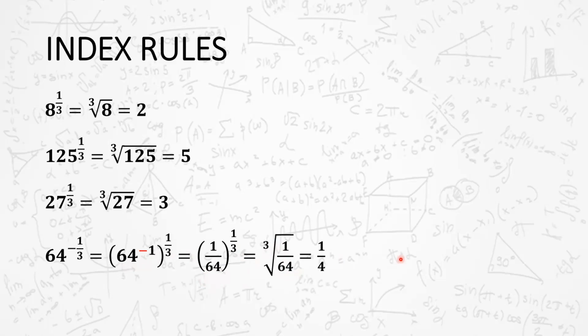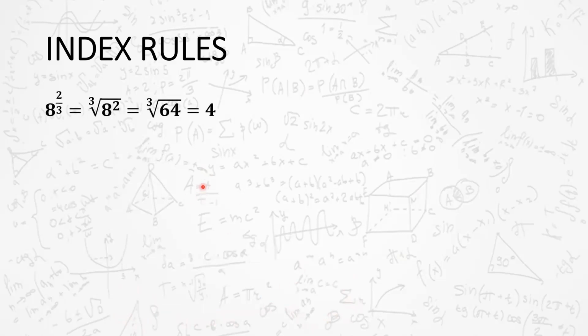Again, if I swap the order, if I do the cube root first, which gives us the cube root of 64, then to the power negative 1, we will have the same answer. Cube root of 64 equals 4. 4 to the power negative 1 equals 1 over 4. Same answer as we did above.